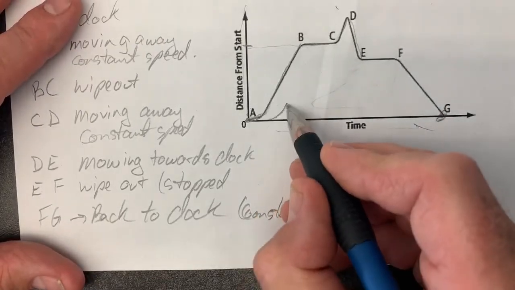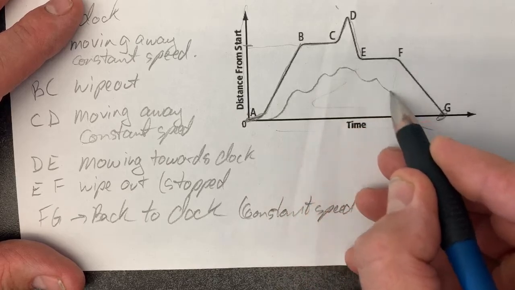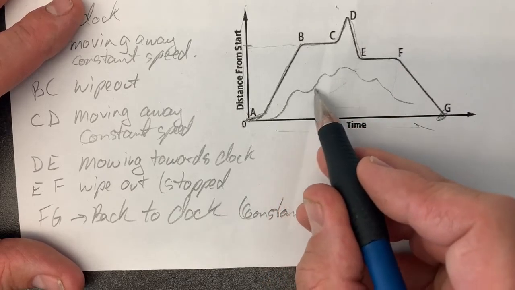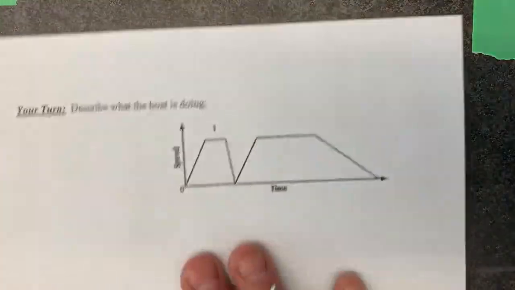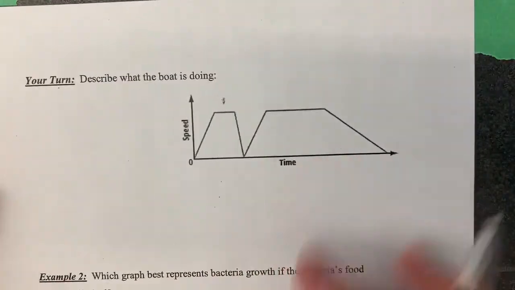But sometimes they'll look like this. That means that the speed's increasing, decreasing, increasing. So they could be curvy. Okay, so let's try another one. It says your turn, so give us a shot here.